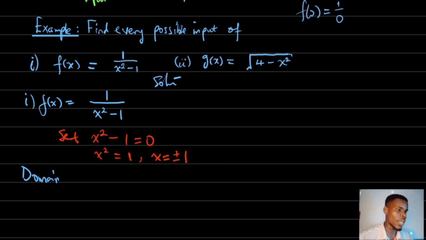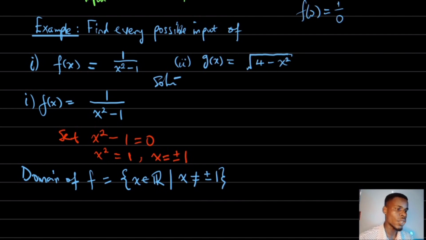So the domain of f is, let's use the set builder method to collect them. Every x in R, that is every real number x, such that such real numbers are not either 1 or negative 1. So this is a way.